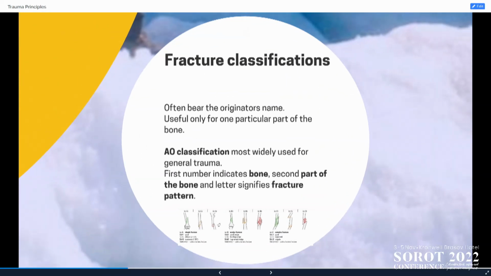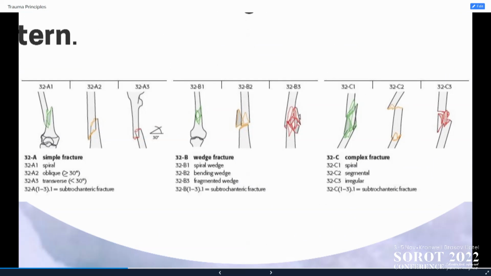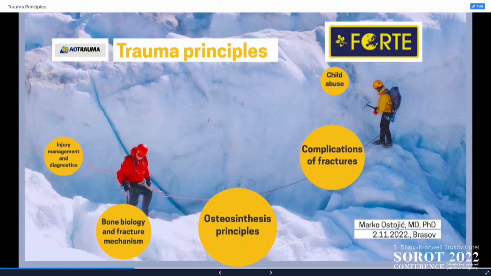Fracture classifications, you pretty much learned many of them, and they usually bear the originator's name. They're useful for some part of the body, like Schatzker is for the proximal tibia. But AO classification is most widely used for general trauma. So the first number indicates bone, second number part of the bone, and third, actually a letter and number, signify fracture pattern. So once you get used to that, you can actually know what the fracture looks like.